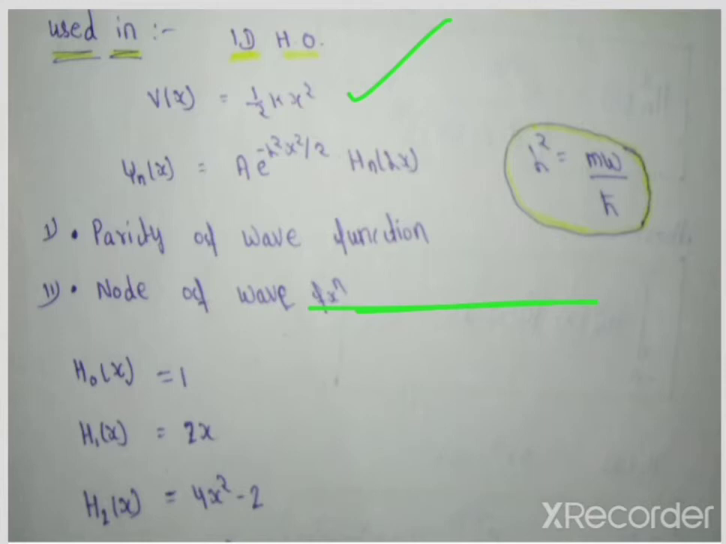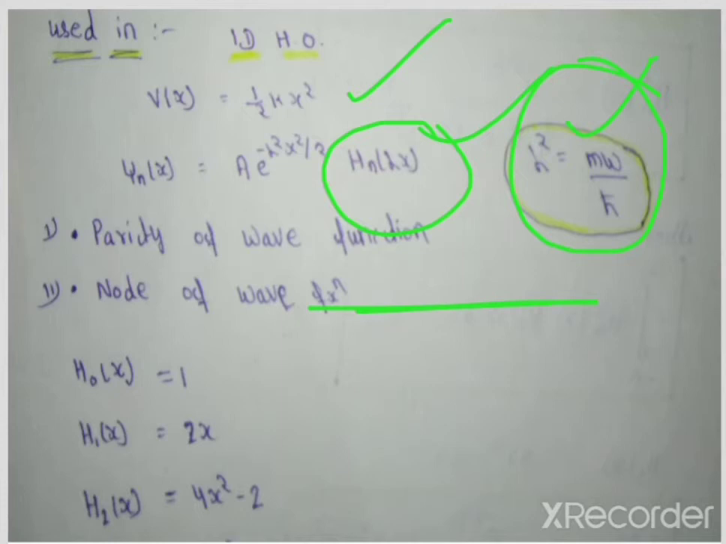Now the wave functions. The wave function is A times e^(-α²x²/2) times H_n(αx). Here the Hermite function is H_n(αx). α² is equal to mω/ħ. This term is also used in quantum mechanics.